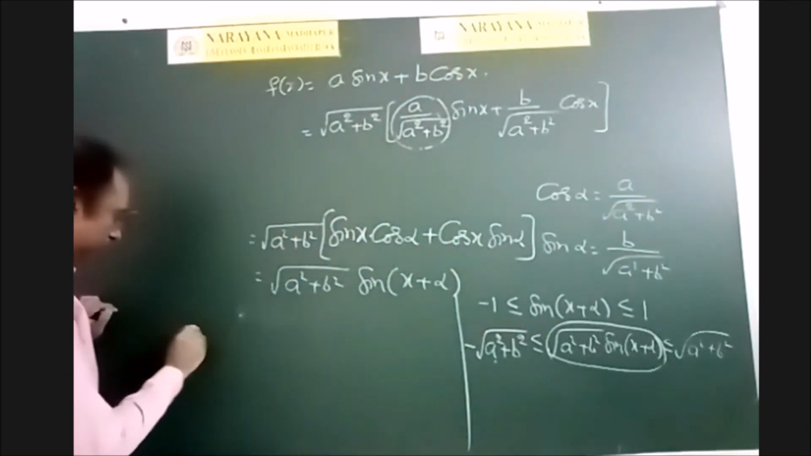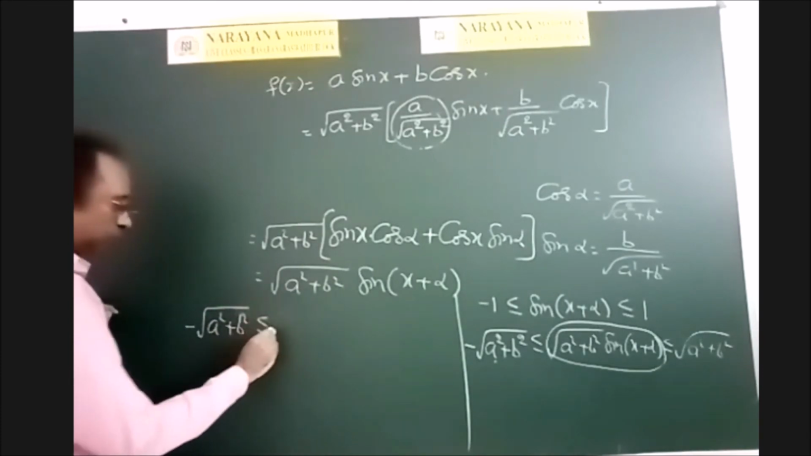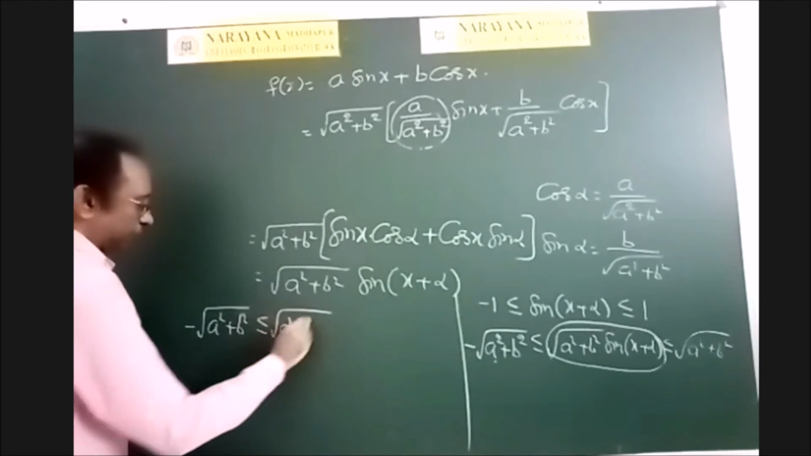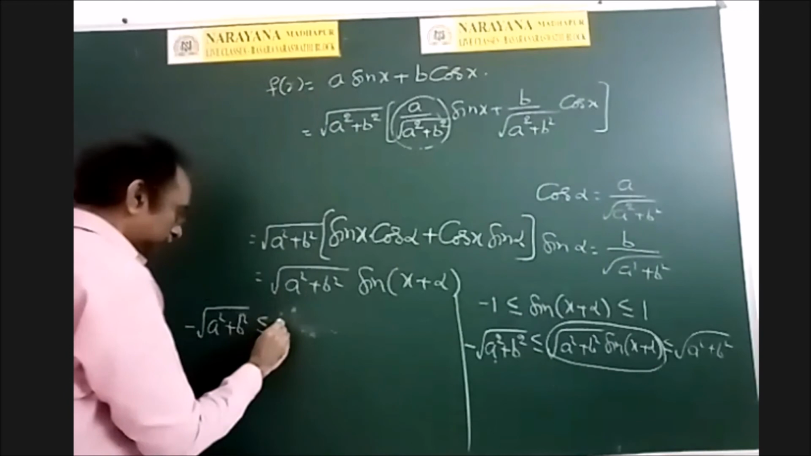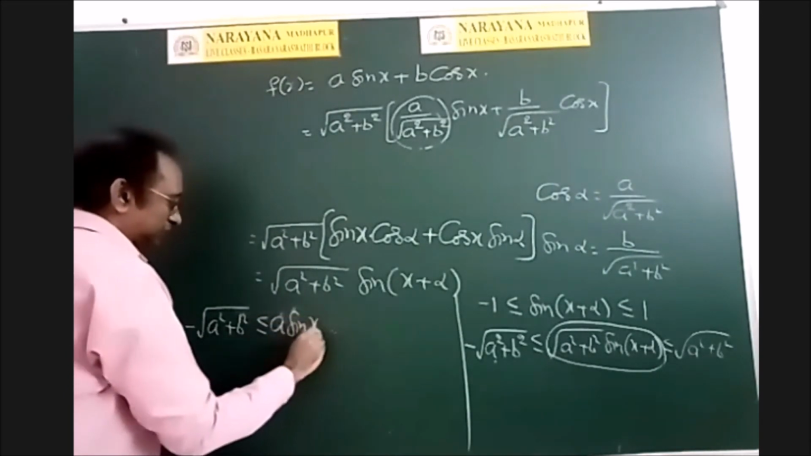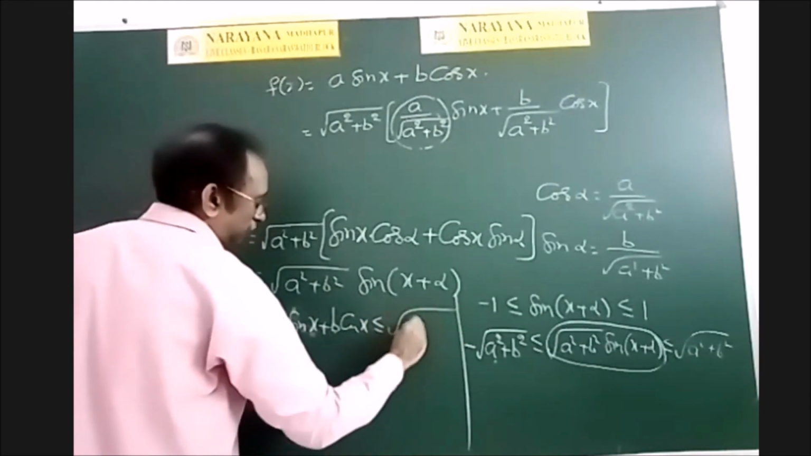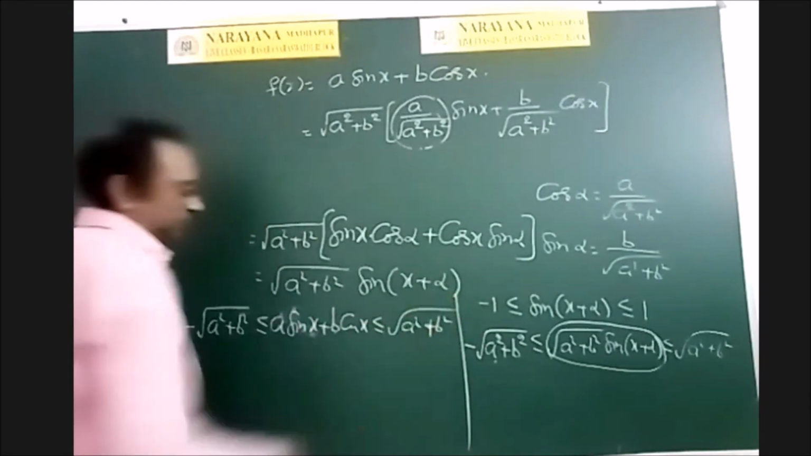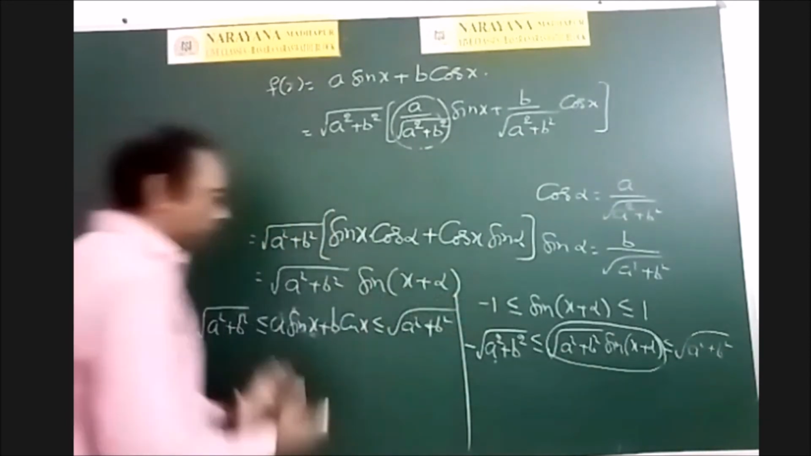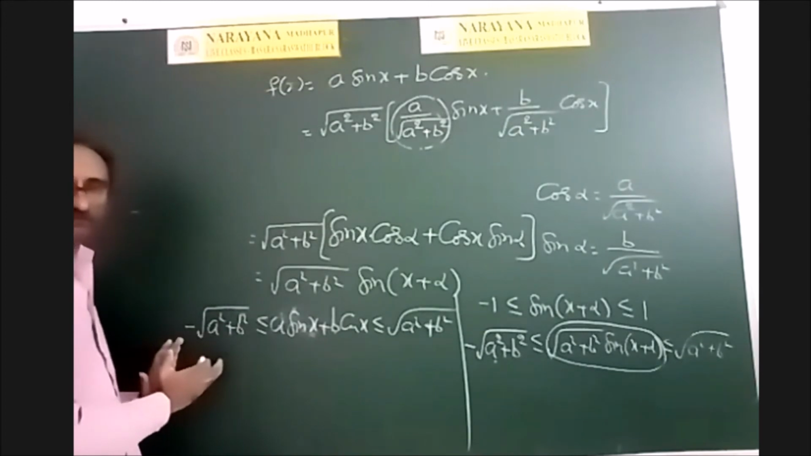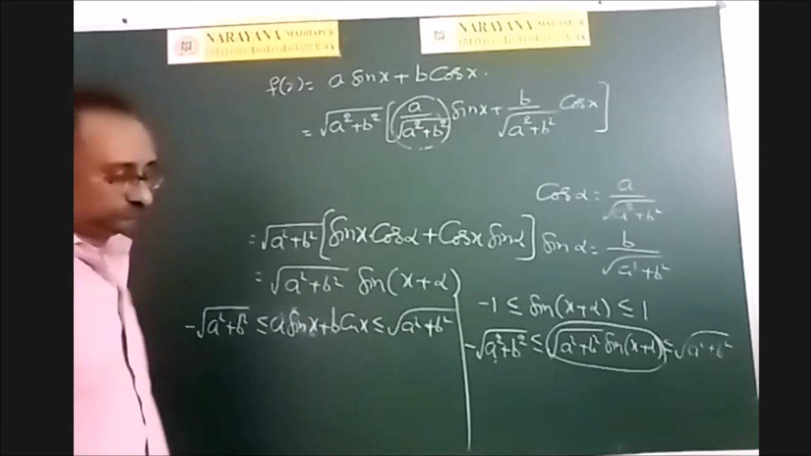Therefore, I will write here minus root a square plus b square less than or equal to a sin x plus b cos x less than or equal to root of a square plus b square. And therefore, what is the maximum value of this? This one. Okay. So this is the range of this function.